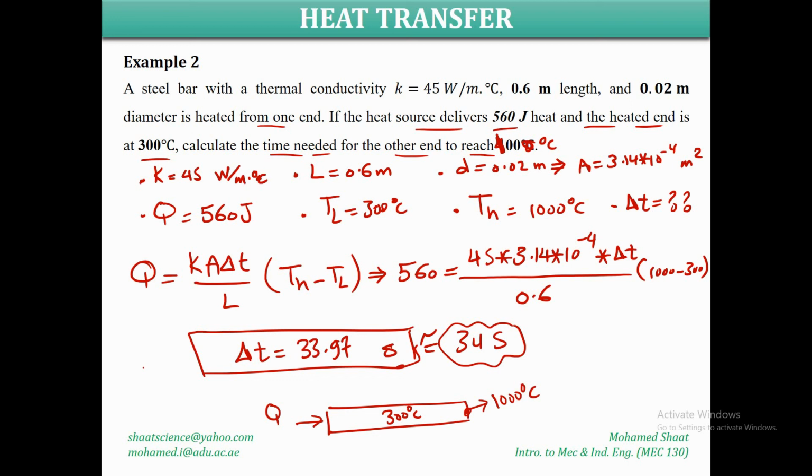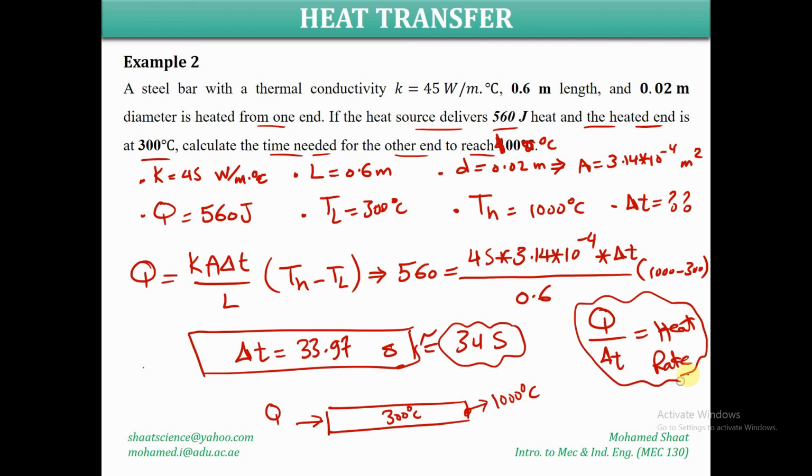If you heat the bar for a longer period of time, so the delivery of the heat takes longer than this, we will not be able to heat the other end to 1000 degrees Celsius. This is how we can understand it. So it is basically Q divided by delta T. This Q by delta T is known as the heat rate, the heat transfer rate, and it should be a very high rate.